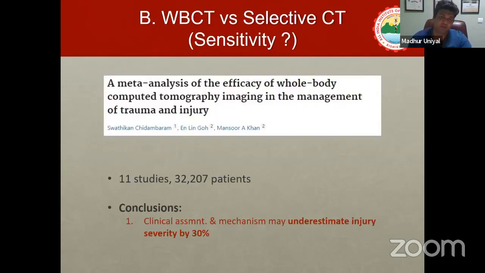So first, coming to the issue of sensitivity. Talking about the first thing, which was resources, we can't say much because that is neither in the scope of this session, nor can we as doctors do much about it. But yes, addressing the question of sensitivity, there have been multiple studies which tilt the evidence in favor of whole body CT in cases of trauma. There's a meta-analysis of 11 studies with 32,000 patients, which gave a simple conclusion that clinical assessment and mechanism underestimate injury severity by 30%. In trauma, 30% means a lot.